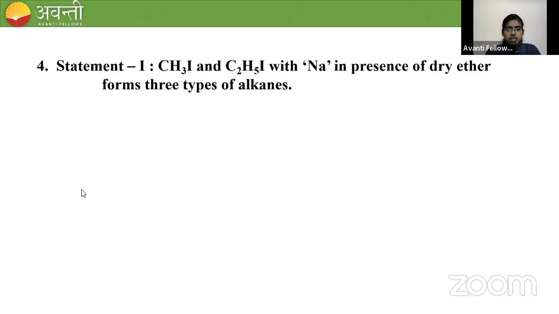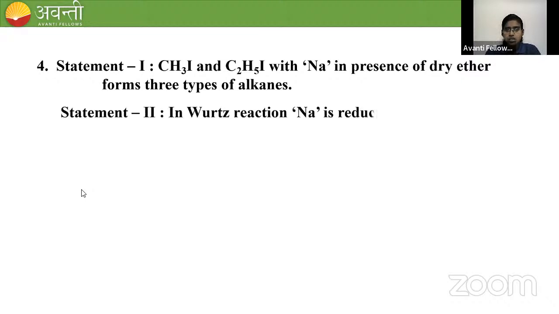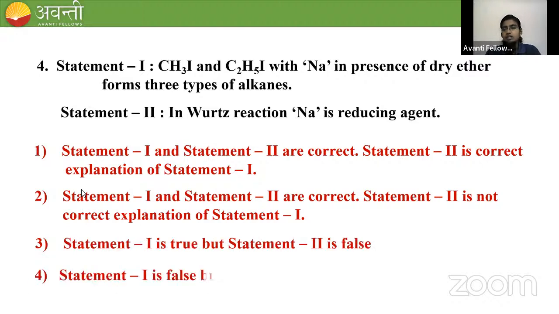Again, it is a statement type question. Two statements are given to you. Statement 1 says that methyl iodide and ethyl iodide, when they react with sodium in presence of dry ether, form three types of alkanes. And statement 2 says that in Wood's reaction, sodium is the reducing agent. Got it? So these two are the statements, and we have to find out the correct answer for this.